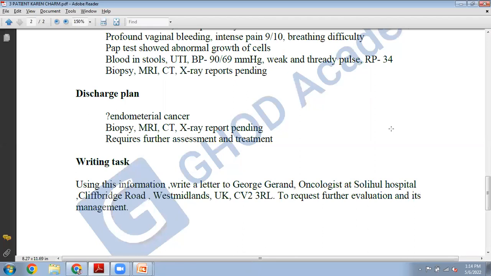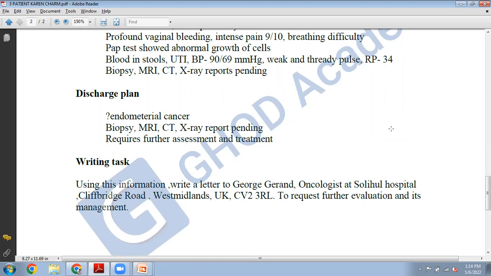And we all know that whenever we are getting a case note, the first thing that we have to determine is to whom we are writing. We know that we are writing this to George Chernat, and what the task is, we are going to read the reading task. Using this information, write a letter to George Chernat, oncologist at Solihull Hospital, Cliffbridge Road, West Midlands, UK, CV2 3RL. And what we are expecting from him is to request further evaluation and its management. So we need further evaluation and management.